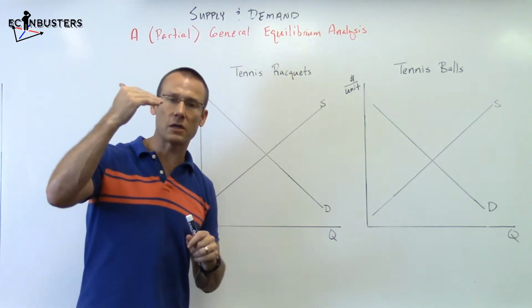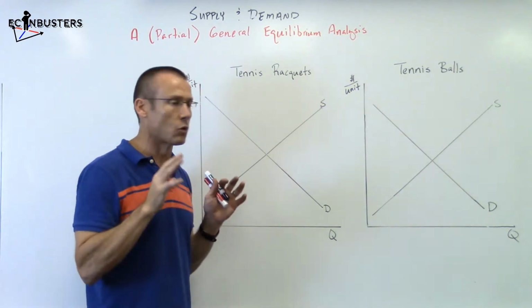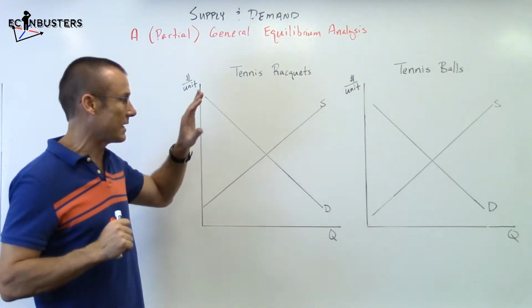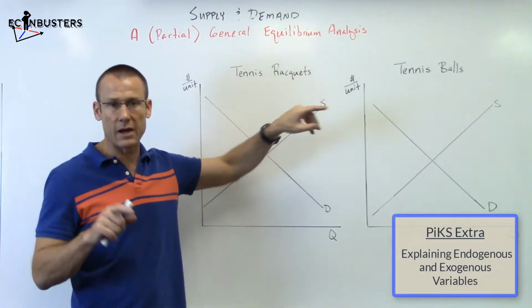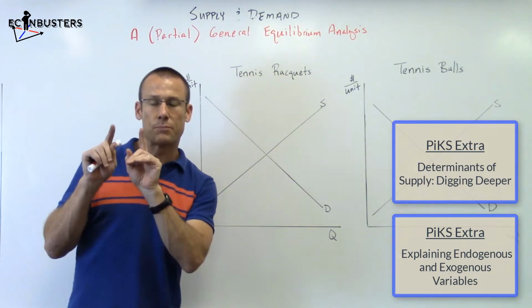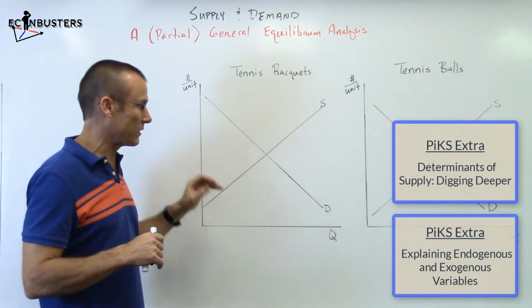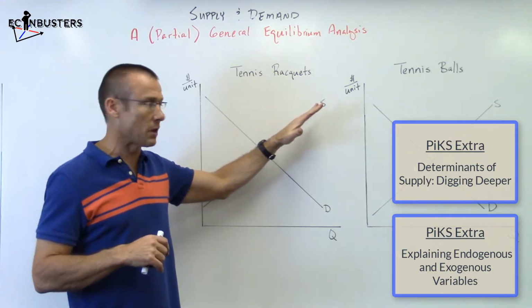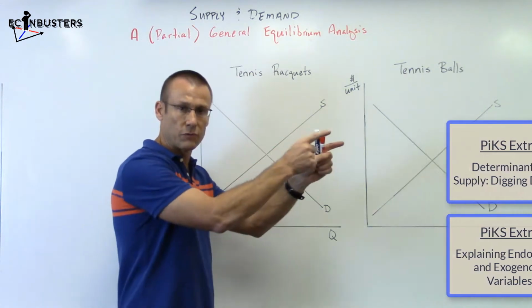All of a sudden, our production technology improves. We can make tennis rackets better. So what is going to happen? We're going to see a shift in one of these curves. Which curve? Supply, right? If we have an improvement in production technology, that's going to change the QS price relationship, okay? The quantity supplied price relationship. And what's going to happen to it? It's going to shift right.